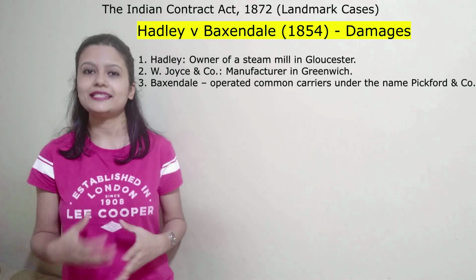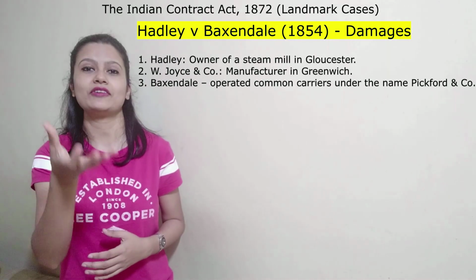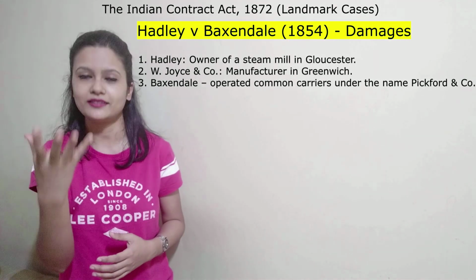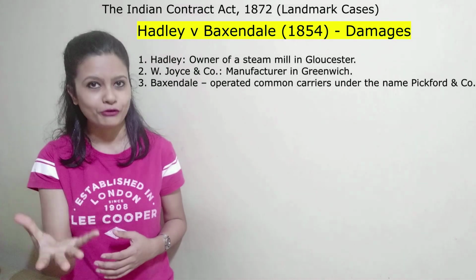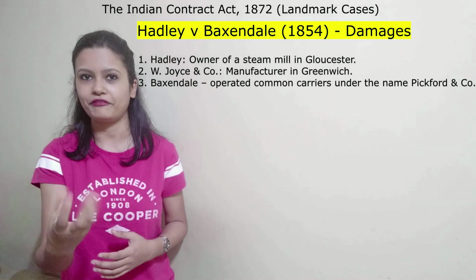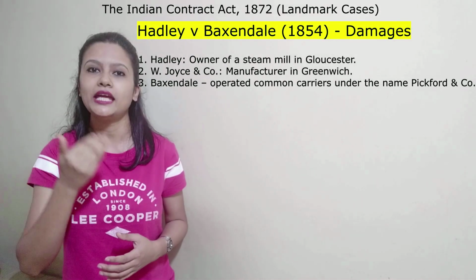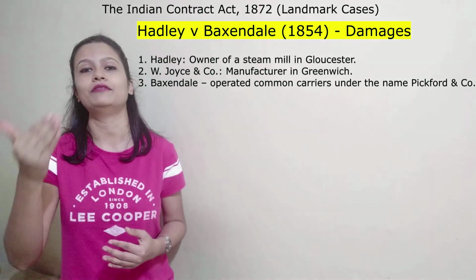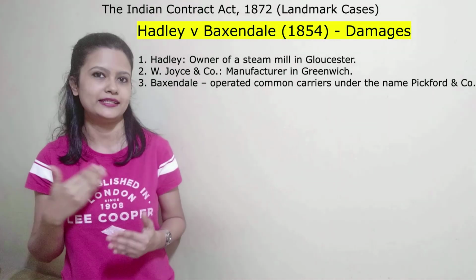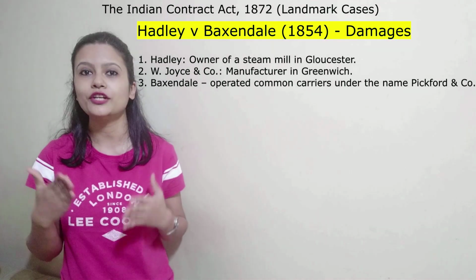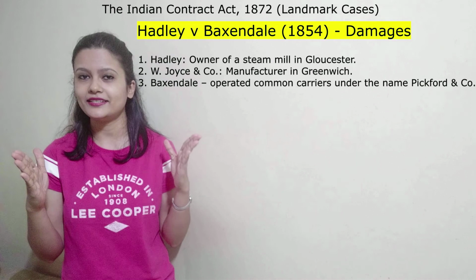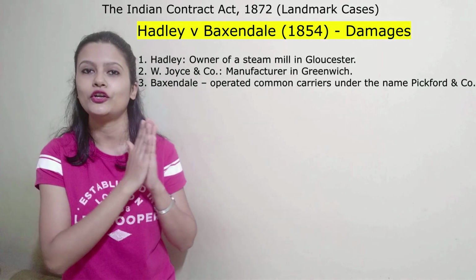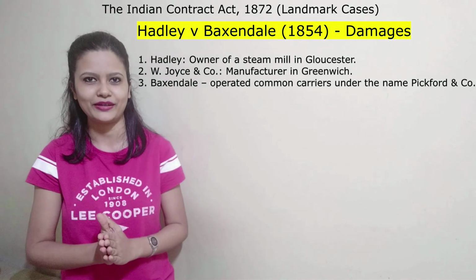So until and unless Hadley himself communicates the presence of special circumstances in this case, that if the contract is not performed on time or if the crankshaft is not delivered on time, he will have to close down his mill and incur some loss in terms of profit, he cannot recover damages for loss of business. So basically, Baxendale was not held liable for the loss of profit that Hadley had to incur.